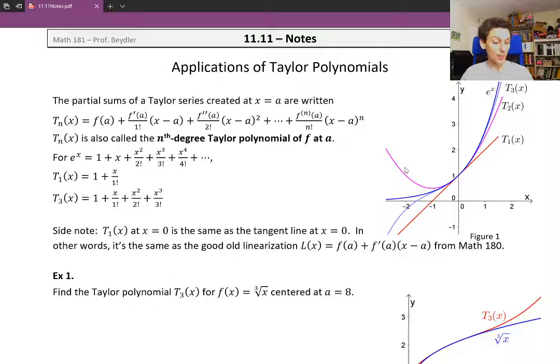T2 would be a quadratic approximation, and T3 a cubic approximation. So this is a way of generalizing that linearization idea for approximating the values of a function. Now instead of being constrained to just having a linear function to approximate our curve like we did in Math 180, now we can go into higher degrees if we wanted to. Still polynomials, but higher degree polynomials that would match your curve even better.